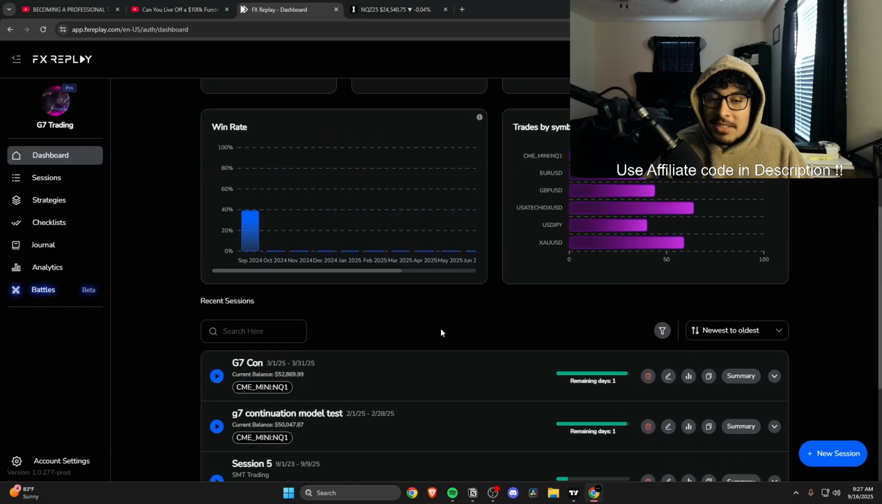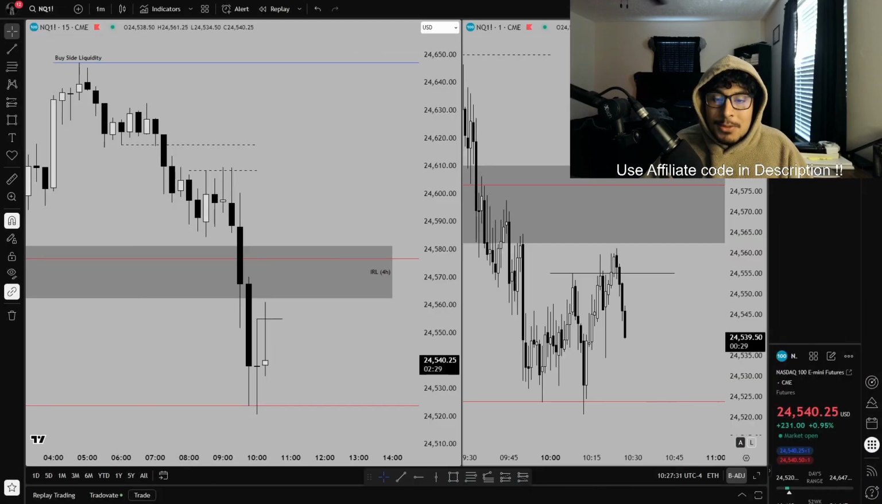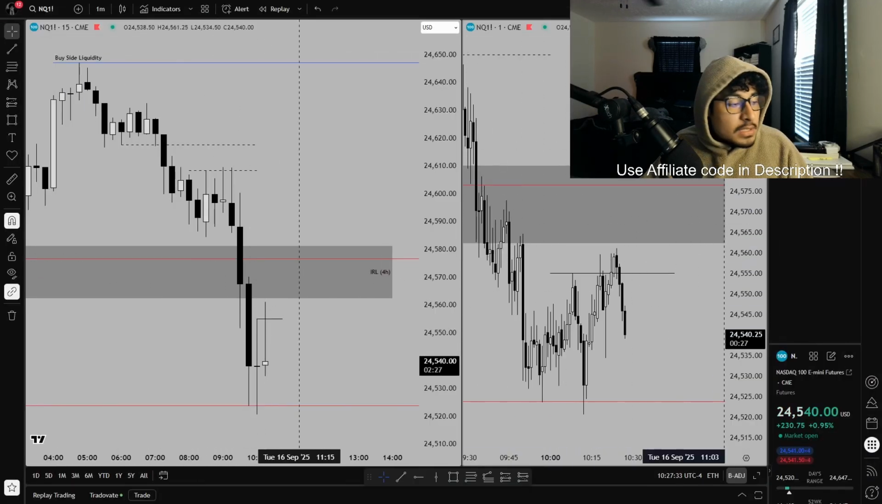So I'm still working on it. Not the best, but I'm working on it. Adding more rules, adding more regulations and refinements to the system.